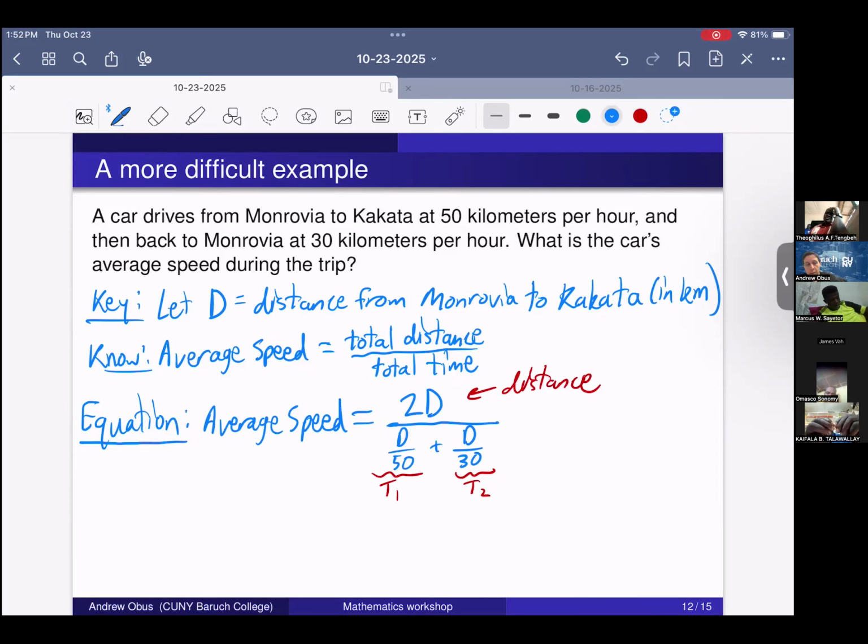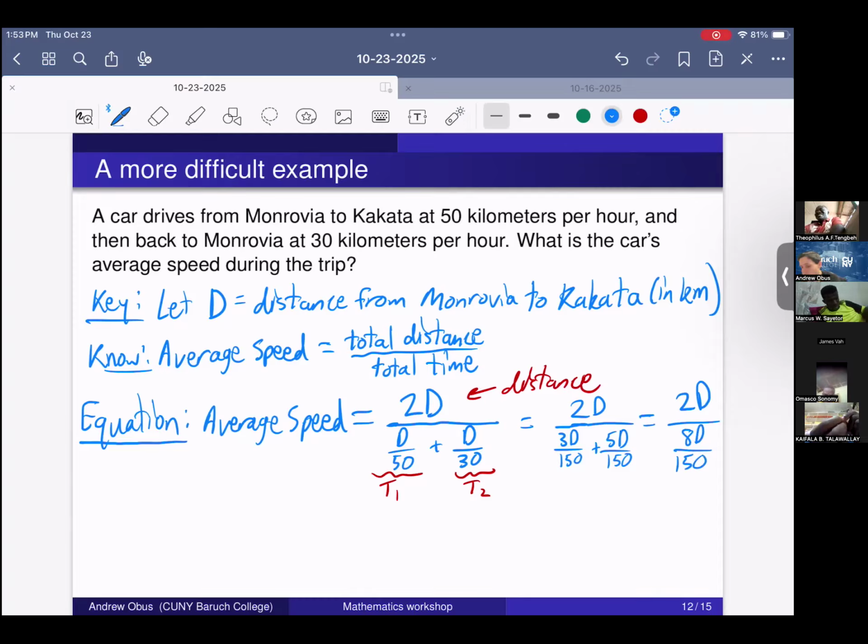Now let's try to simplify this. This is going to be 2d over a sum of fractions, so we look for a common denominator. The common denominator is going to be 150. So we get 3d over 150 plus 5d over 150. Normally I would write common denominator equals 150, I just don't have a lot of space. But with 50 and 30, our common denominator is 150. And so this combines to be 2d divided by 8d over 150.